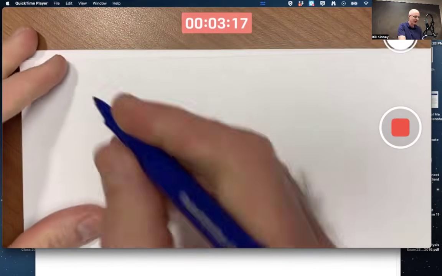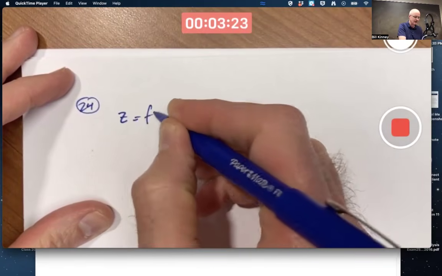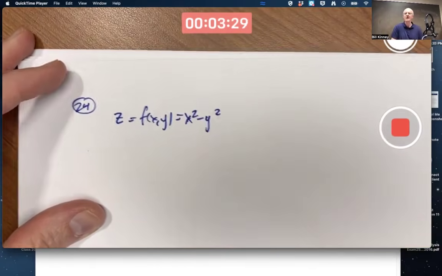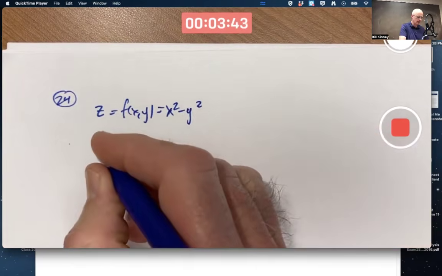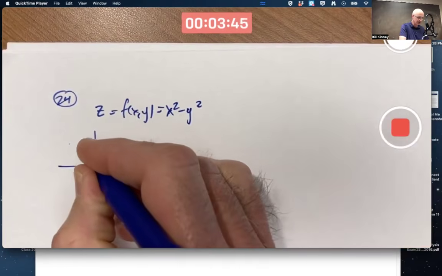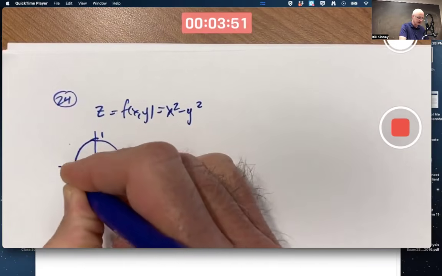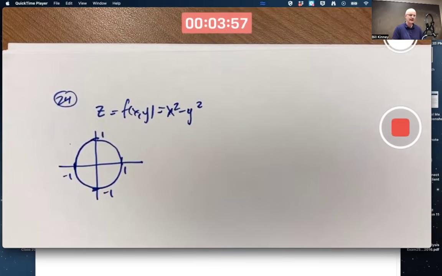Last problem, number 24, was that our function was z equals f of x y equals x squared minus y squared. The graph is called a hyperbolic paraboloid. It looks like a saddle, like a horse's saddle that you're sitting on. And we are parameterizing it over a circular disk of radius 1 centered at the origin, not just the unit circle itself, but everything inside the unit circle as well. That is the region we're parameterizing over.